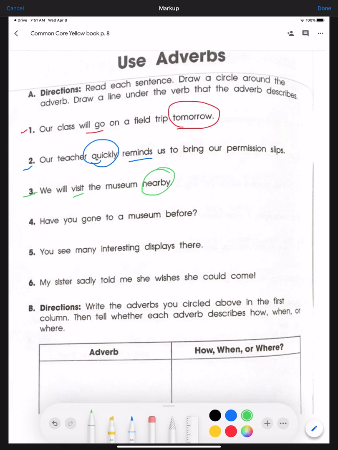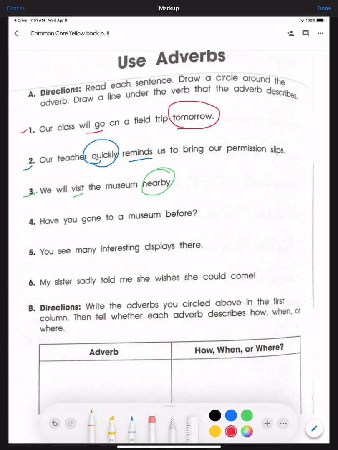Number 4, have you gone to a museum before? You do it. Number 5, you see many interesting displays there. So underline the verb, circle the adverb. And number 6, my sister sadly told me she wishes she could come. Okay, mark your answers.